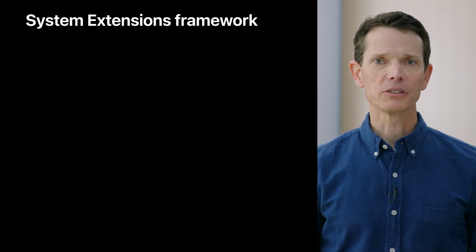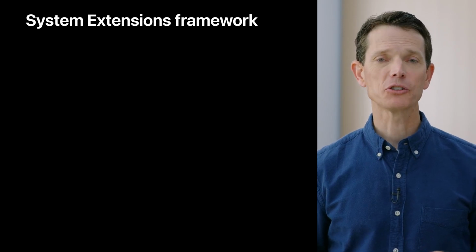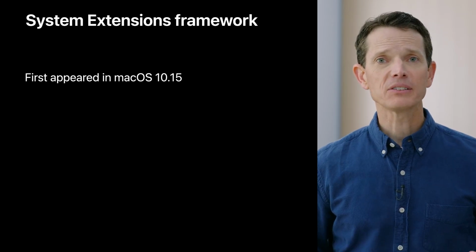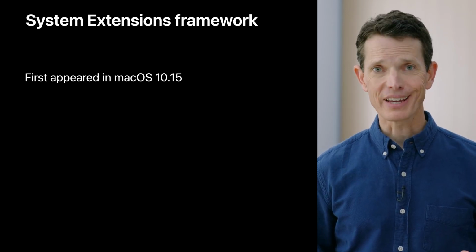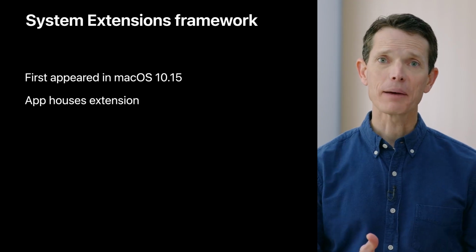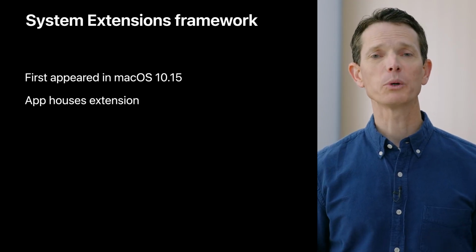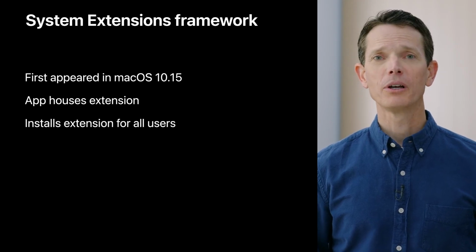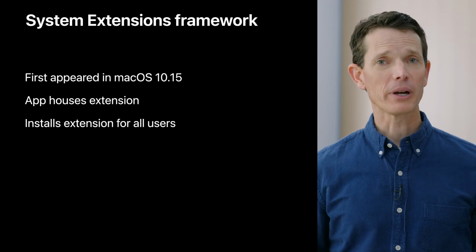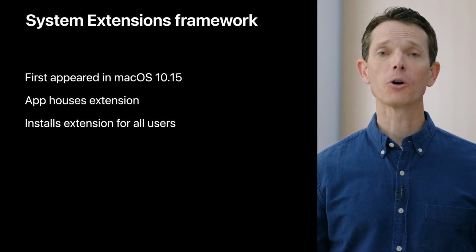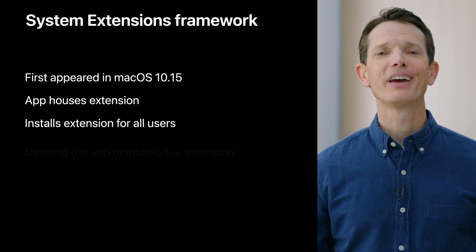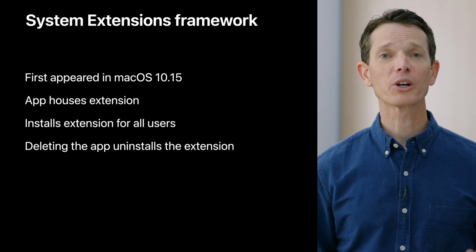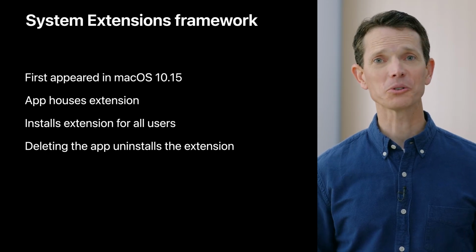Core Media I/O extensions are built on top of the System Extensions framework, which first appeared in macOS Catalina. It obviates the need for a throwaway installer. Instead, you ship your extension inside an app. The extension executable lives within the app bundle. By making calls into the System Extensions framework, your app can install, upgrade, or downgrade your extension for all users on the system. And uninstalling is a snap. Delete the app, and the System Extensions framework uninstalls your camera extension for all users.